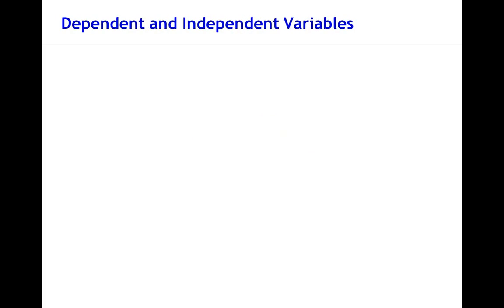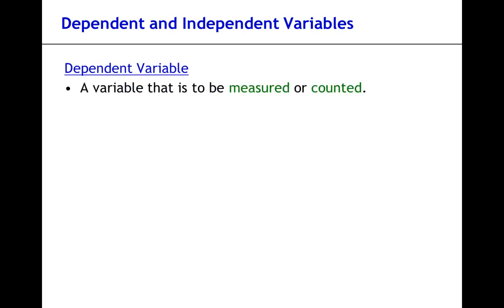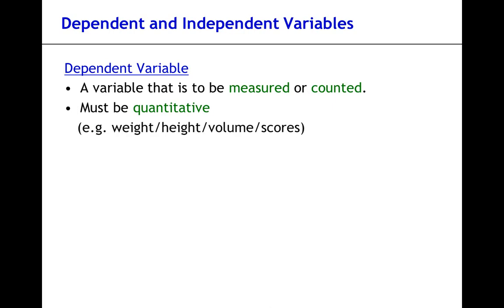Similar to our study on hypothesis testing, we will need to know some key terms in ANOVA before doing the actual hypothesis testing. Let's begin with dependent and independent variables. A dependent variable is a variable for which a value is measured or counted. Hence, it is a must for the dependent variable to be quantitative in nature.